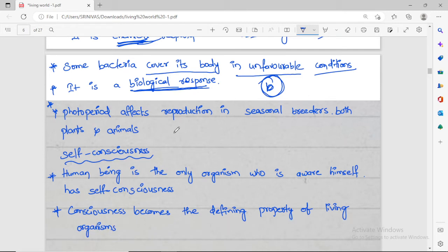Next point is an important point, the photoperiod effect. What is the photoperiod effect? Photoperiod means the sunlight period. It affects reproduction in some plants and animals, the seasonal breeders. Photoperiod effects in reproduction in seasonal breeders, both plants and animals.